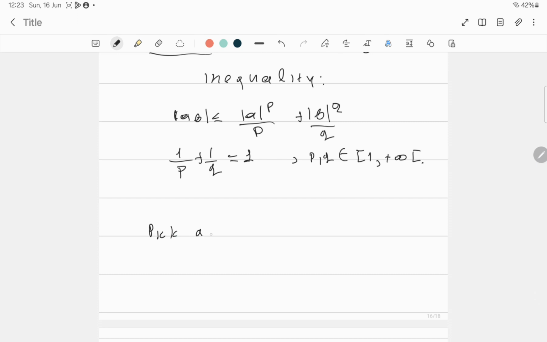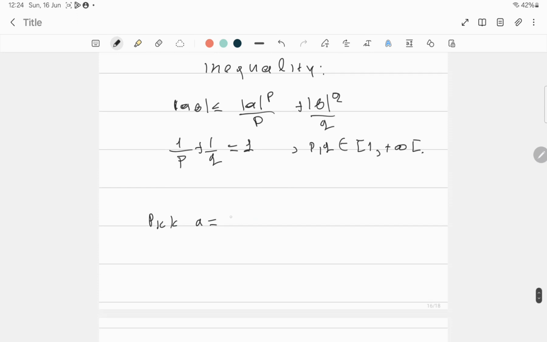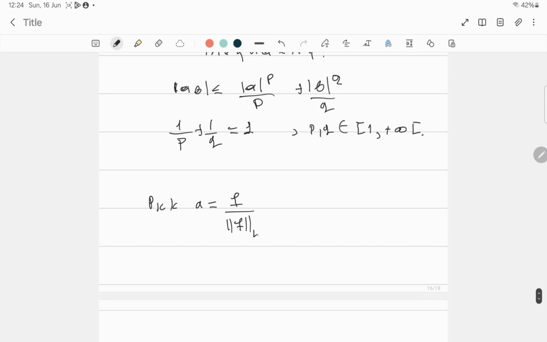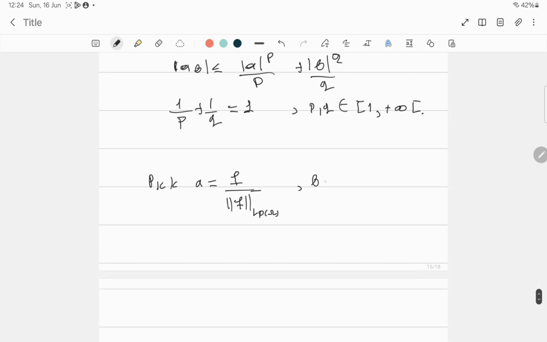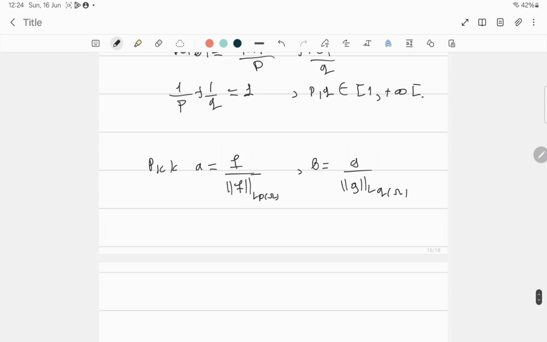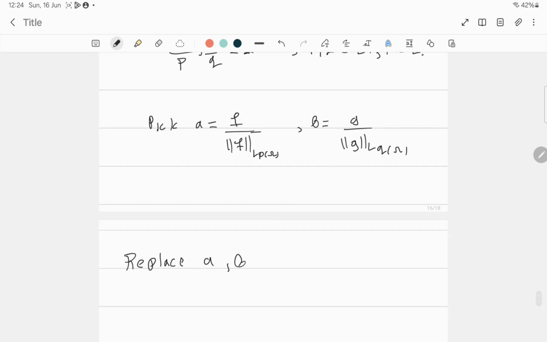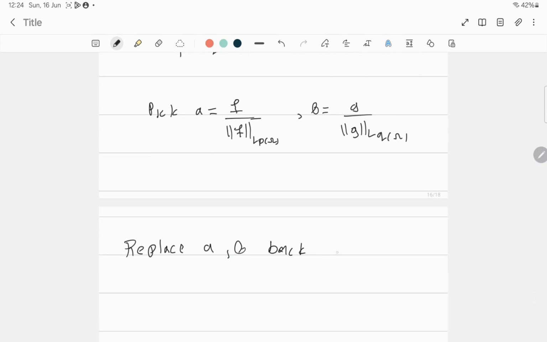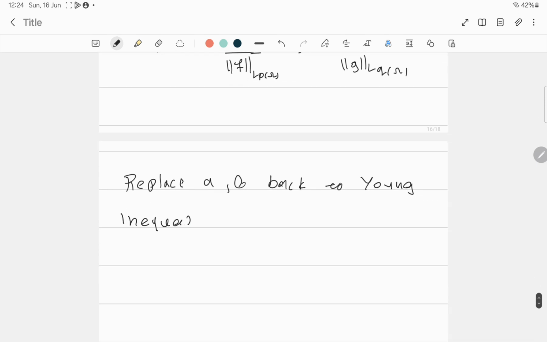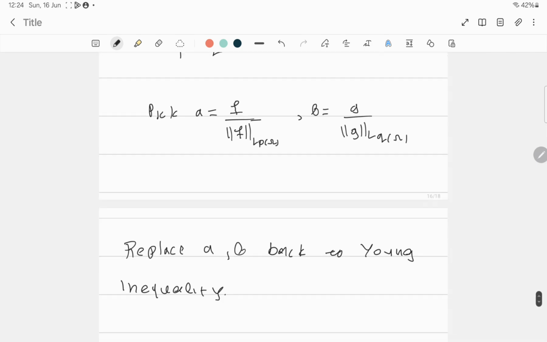Now we pick for alpha to be f over the norm of f in LP of omega, and for beta, g over the norm of g in LQ of omega. So we pick alpha and beta, and then we replace them back into Young's inequality. So we will obtain the following bound.